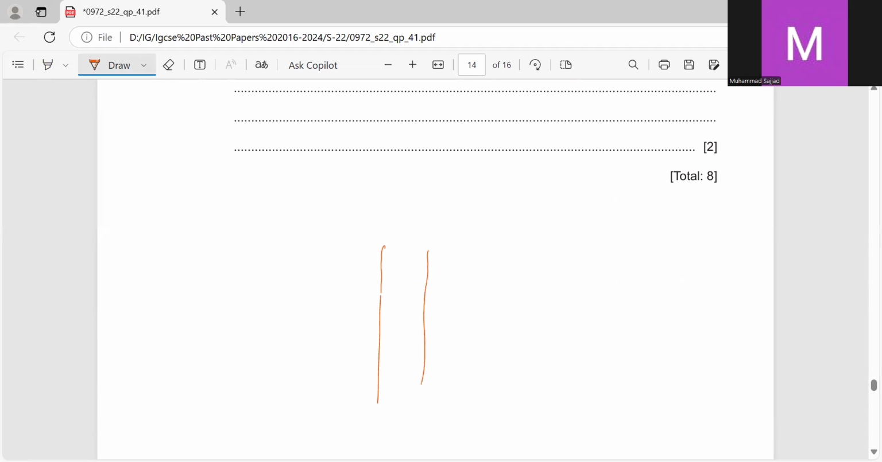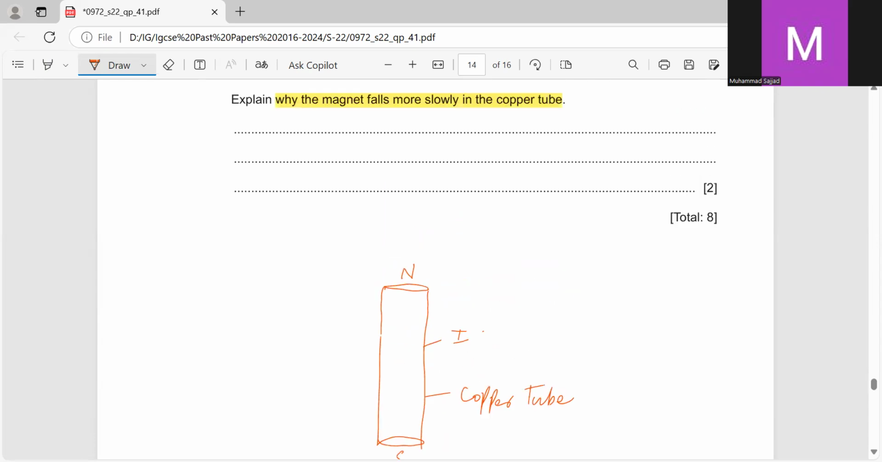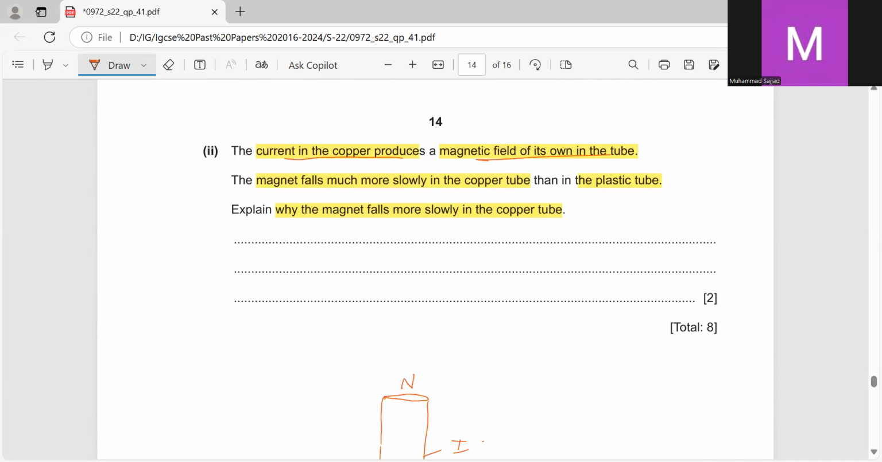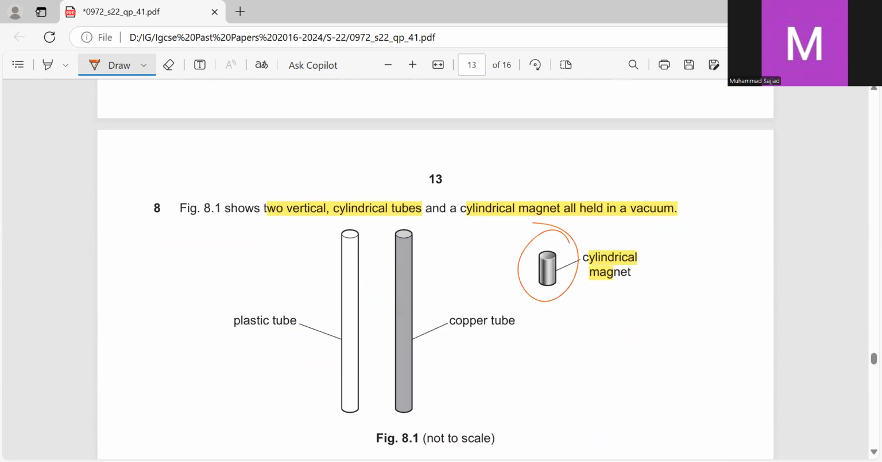Let's suppose this is a copper tube. I'm just considering it, and this is a copper tube. And there is current induced in this copper tube. If current is induced, so there will be magnetic field also. Let's suppose this side of the copper tube is having north and this side is having what? South pole. It is mentioned that the current in the copper produces the magnetic field of its own. Now, when that cylindrical magnet is placed to be dropped through it, this cylindrical magnet is placed here.